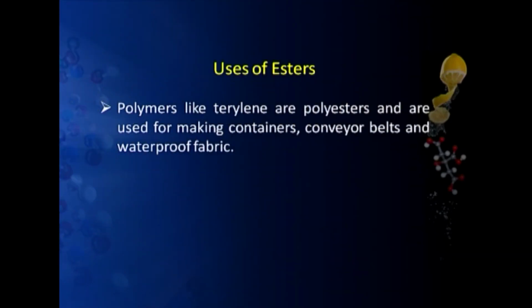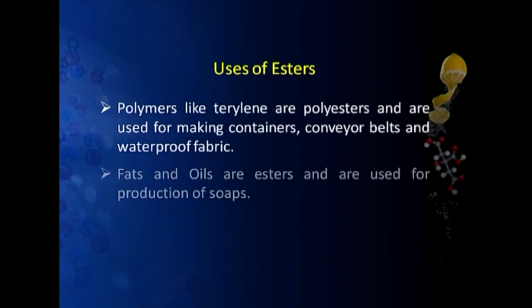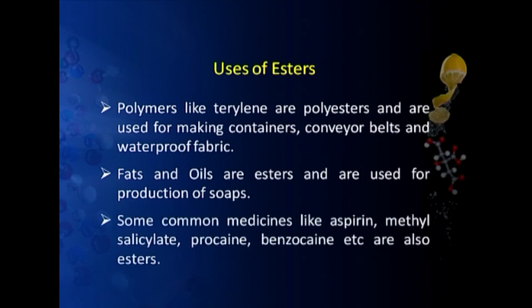Then polymers like terylene are polyesters. It is also known as PET, polyethylene terephthalate, and it is used for making containers, conveyor belts, and waterproof fabric. Fats and oils are also esters, and they are used for production of soaps. Then some common medicines like aspirin, methyl salicylate, procaine, benzocaine, etc. are also esters. So, what we find is that esters are very useful to us. They are used in different fields.